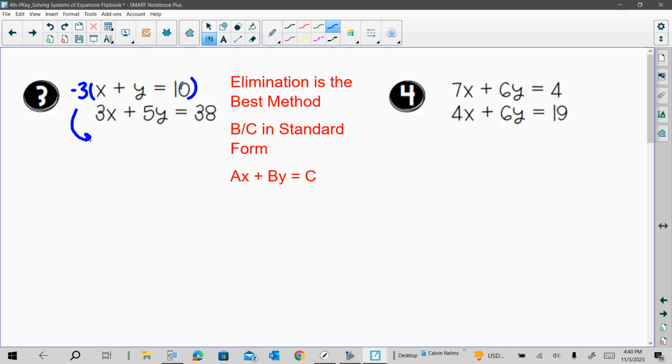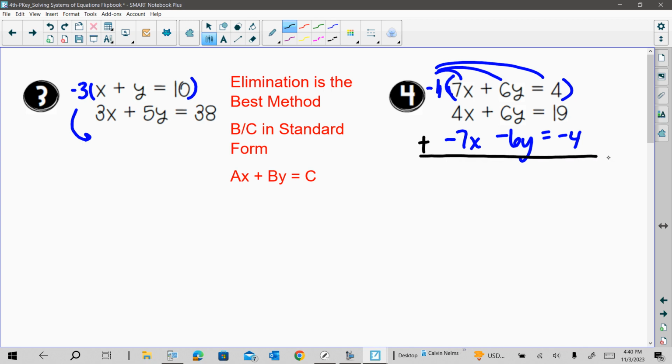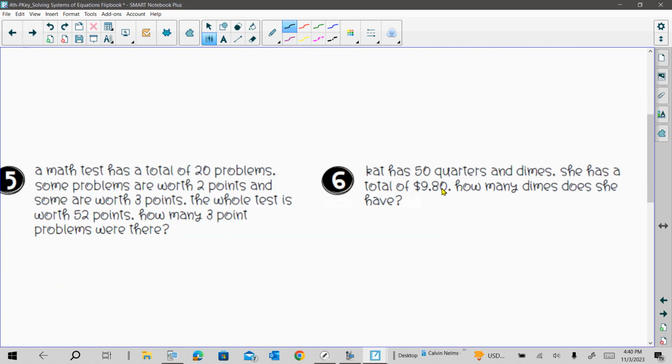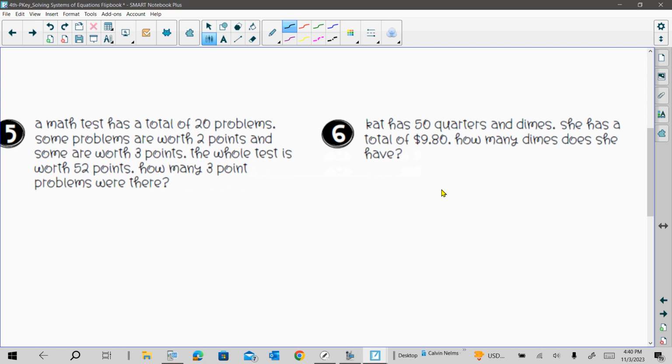On number 4, the y's would be easy to eliminate, but again, they need to be opposites. So we're going to need to multiply by -1. So -7x minus 6y equals -4. Now we can eliminate. Once you try to get the solutions, these are what I'm going to check when I return. And then you have 2 word problems.